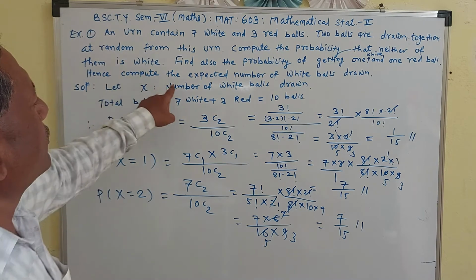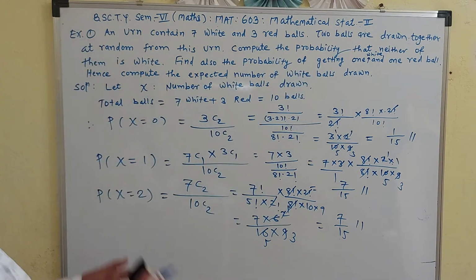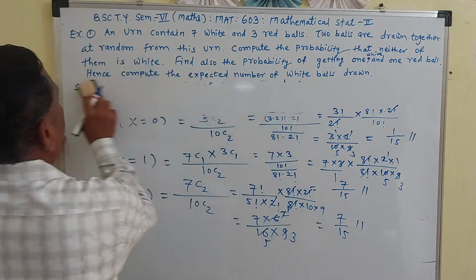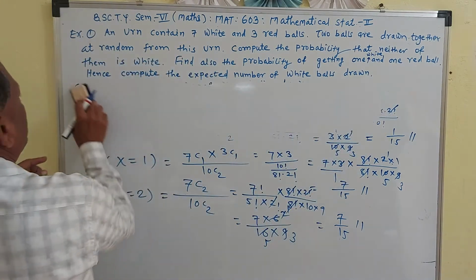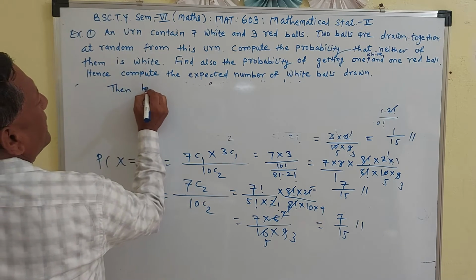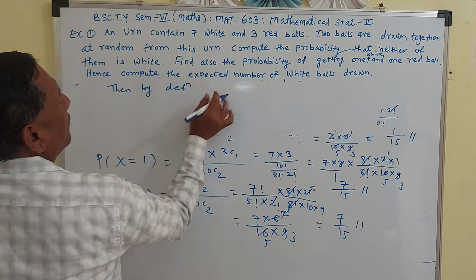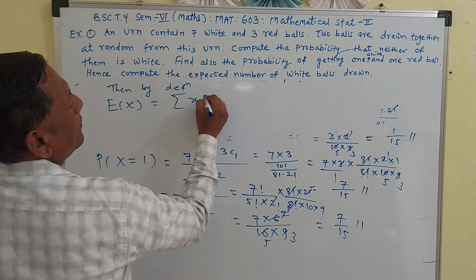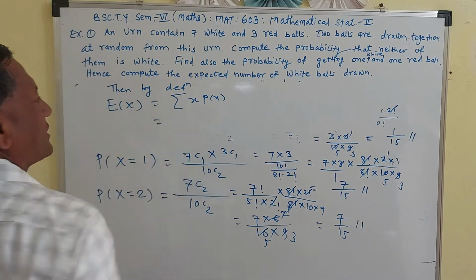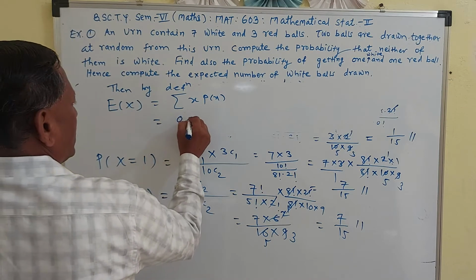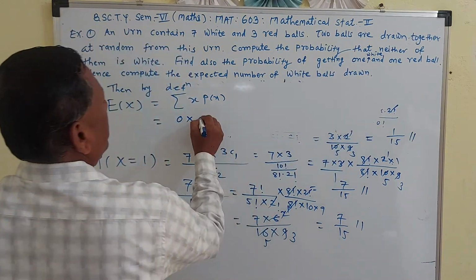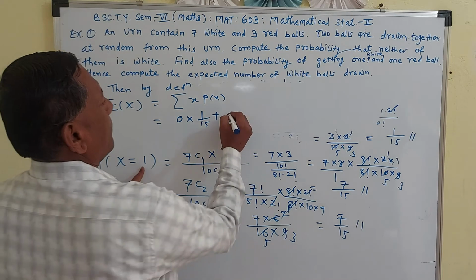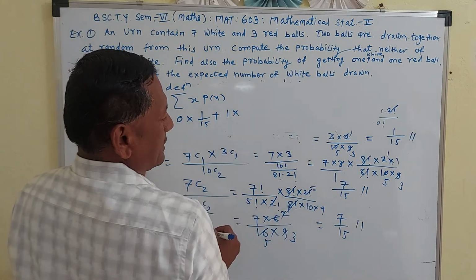And lastly, you have to compute the expected number of white balls drawn. Therefore, you have to find the expectation E of X. By the definition of mathematical expectation, E of X is equal to the summation of x into p of x. Here x takes the value 0 and its probability is 1 upon 15, plus x takes the value 1 and its probability is 7 upon 15.